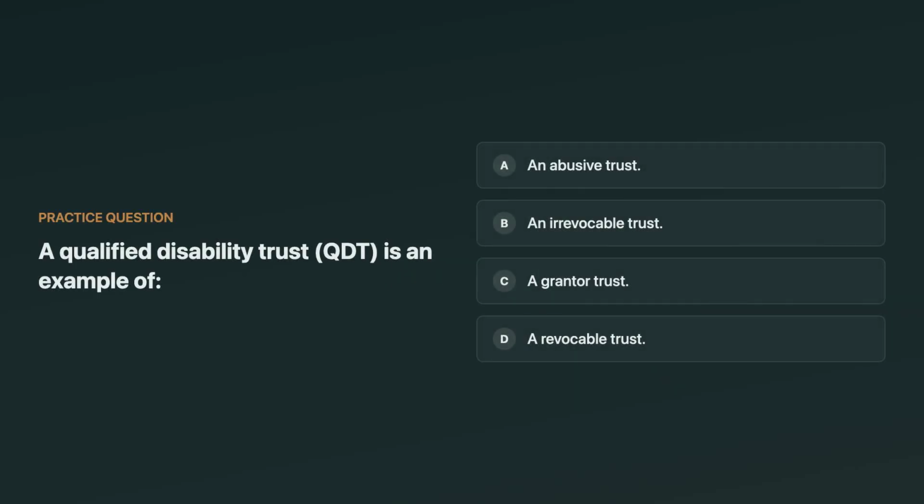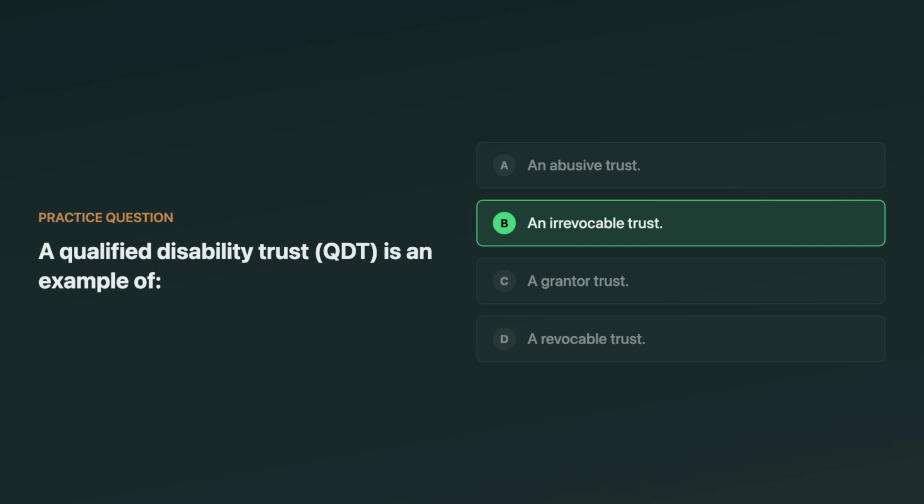Practice question. A qualified disability trust, or QDT, is an example of what type of trust? Your choices include an abusive trust, an irrevocable trust, a grantor trust, or a revocable trust. Think about what a QDT is designed to do, and what that implies about control and reversibility. Think about it.